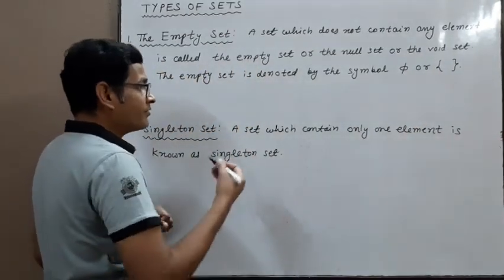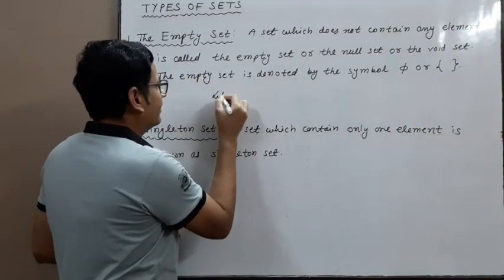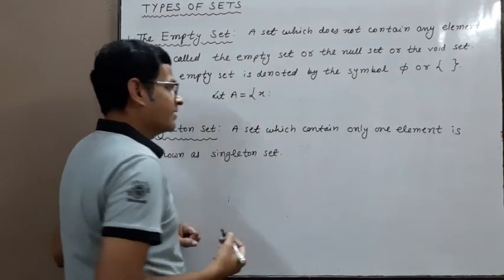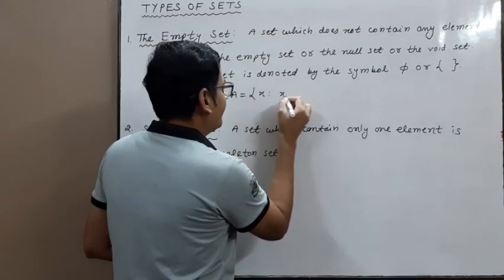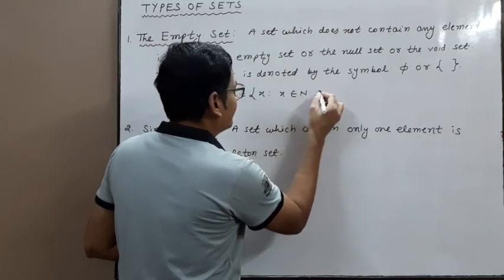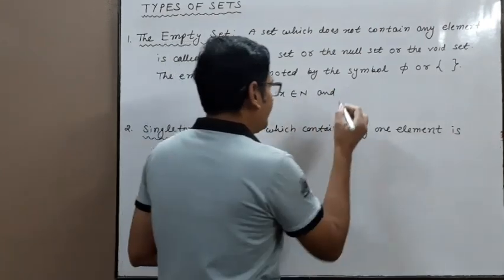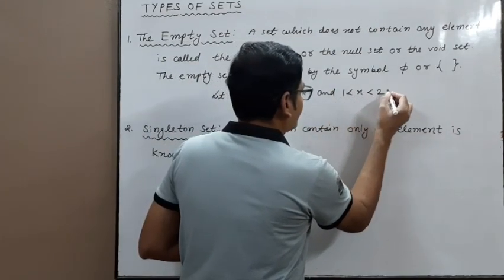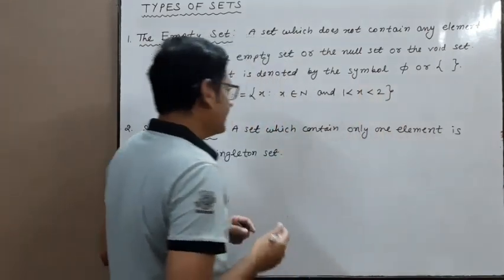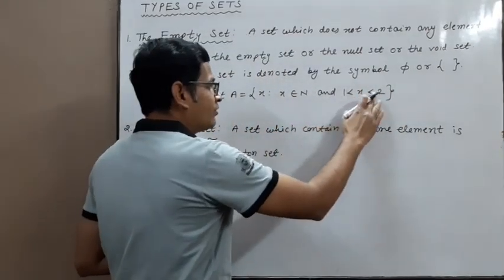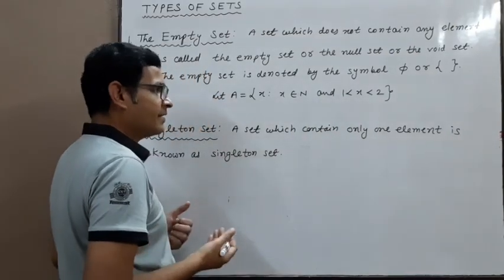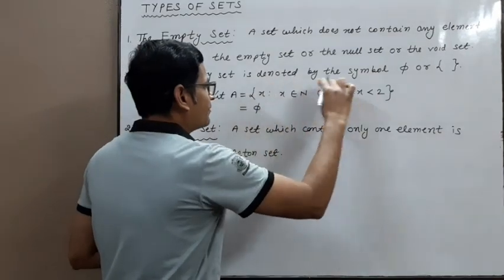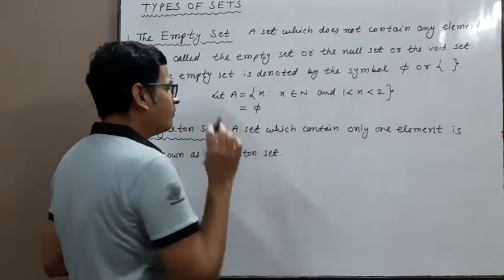Now write an example of set builder form. Let A is equal to a set of elements x such that x belongs to natural numbers and x is greater than 1 and less than 2. We know that there is no natural number which is less than 2 and greater than 1. So this set is empty and denoted by phi. So this is an example of set builder form and this is an example of roster form.